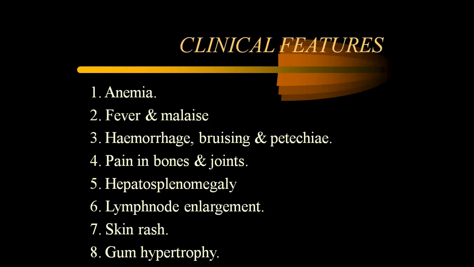So we'll be restricting our class to acute leukemia. Acute leukemias are classified into acute myeloid leukemia and acute lymphoid leukemia. So, what are the clinical features of acute leukemia?